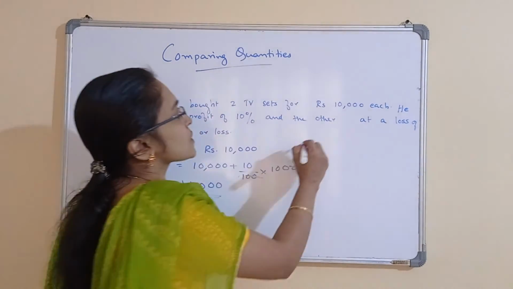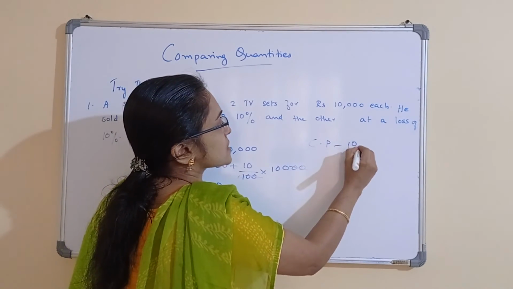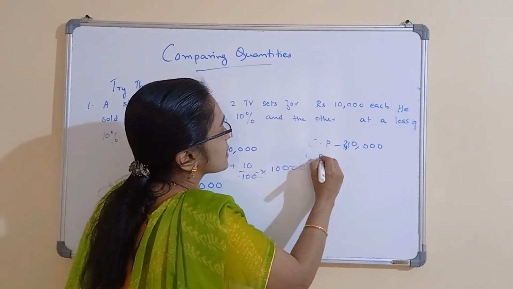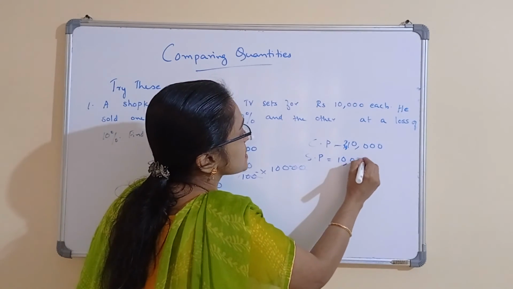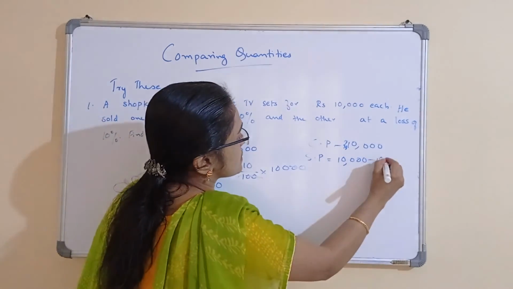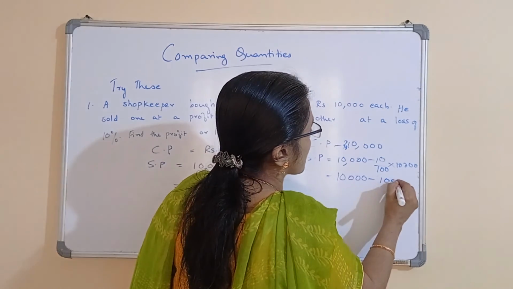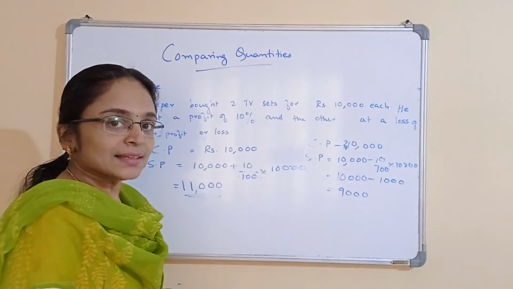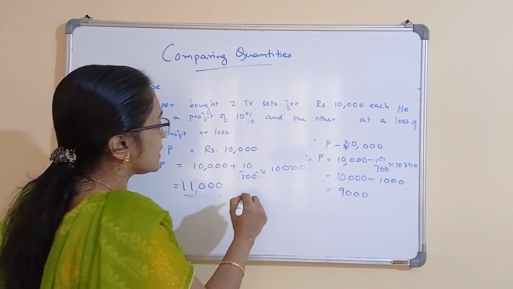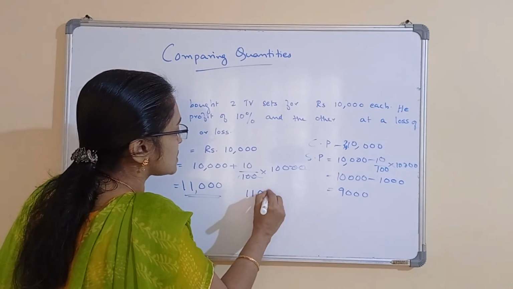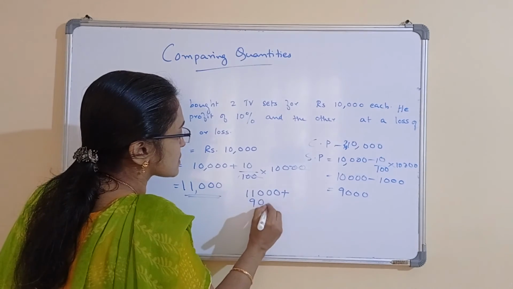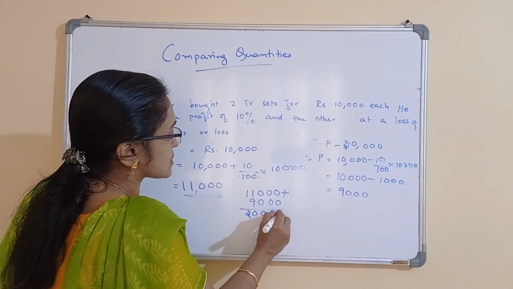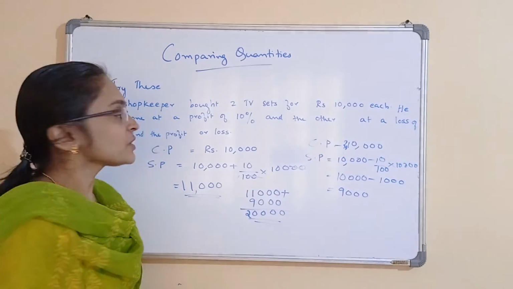Now cost price of the second one is 10,000 and selling price is 10,000 minus 10% of 10,000 and that is equal to 10,000 minus 1,000 which is equal to 9,000. So if we add this, we will get the total selling price as 11,000 plus 9,000 which is equal to 20,000. So did he have a profit or loss?